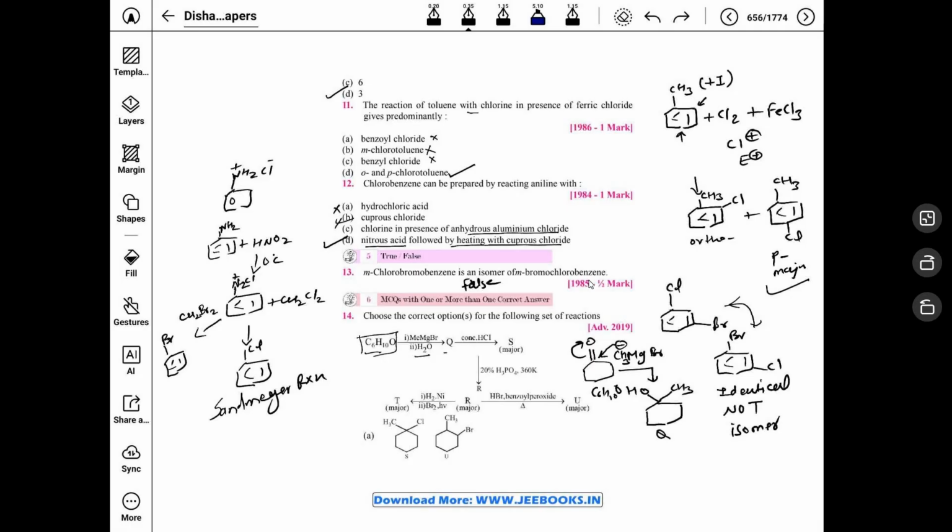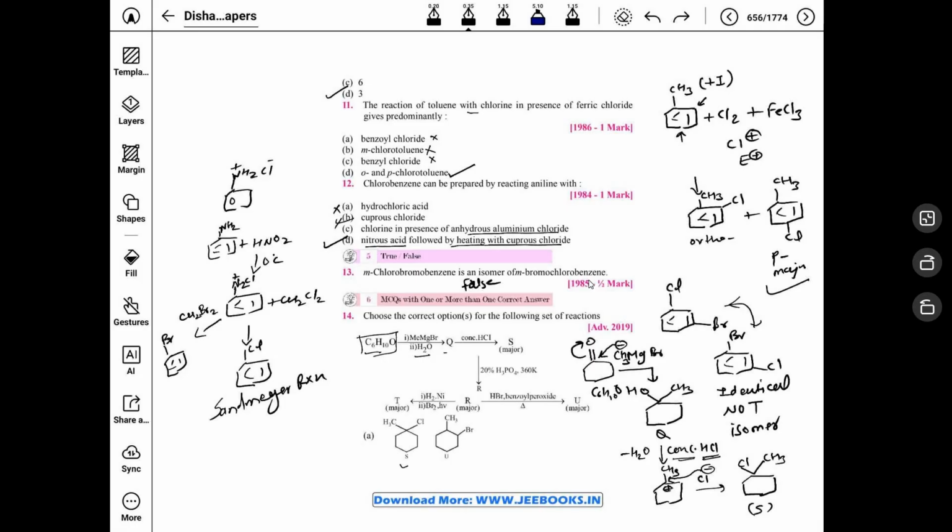And after that, they are asking reaction with concentrated HCl. So in this case, concentrated HCl, what it will do, it will remove the water to give the carbocation like this, and this carbocation will get further attacked by the chloride because it is concentrated, so chloride concentration is very high, so it will attack here and gives CH3Cl, and this is the structure of S. So if you see S is this, yes, correct.